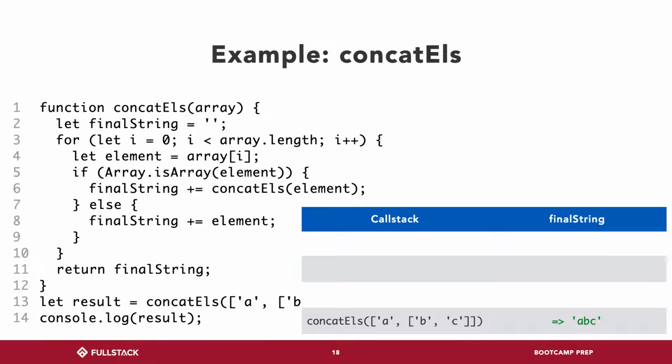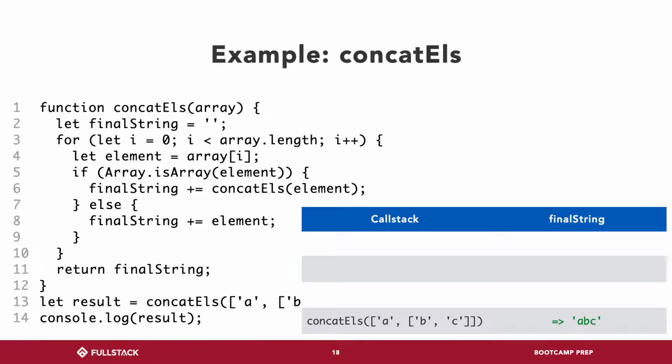Like the first time you pass this array into it, the first element is just a string, right? It's not an array. So it skips this if and just adds it to the final string, right? Like if Array.isArray of element, the element at this point is A. Is that an array? No. So it goes into here and it just adds it to the final string, right? So final string is A. Now you're continuing to the final string outside of the curly brackets of this loop, outside of the for loop.